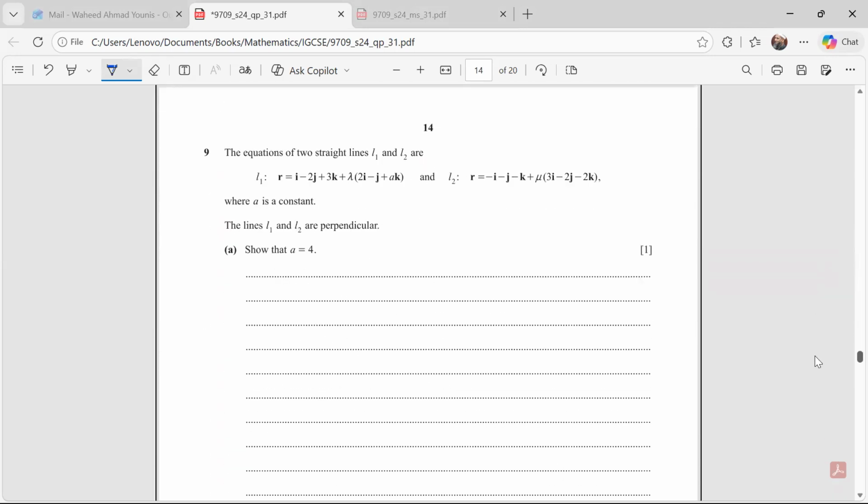Here it is. The equations of the two straight lines L1 and L2 are given in this way. It is interesting that we are given the equation of a straight line in terms of two vectors. You can see that the position vector of any point on this line is a combination of these two vectors, one is this main vector and the second is this vector, and lambda is a real number.